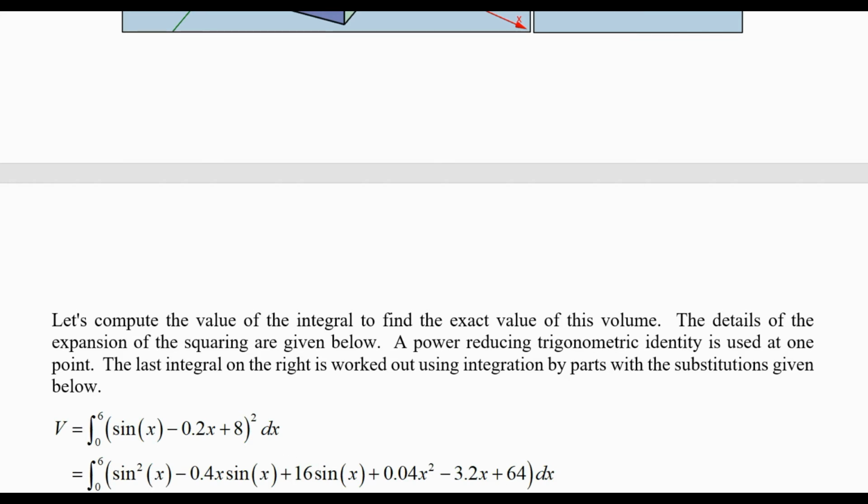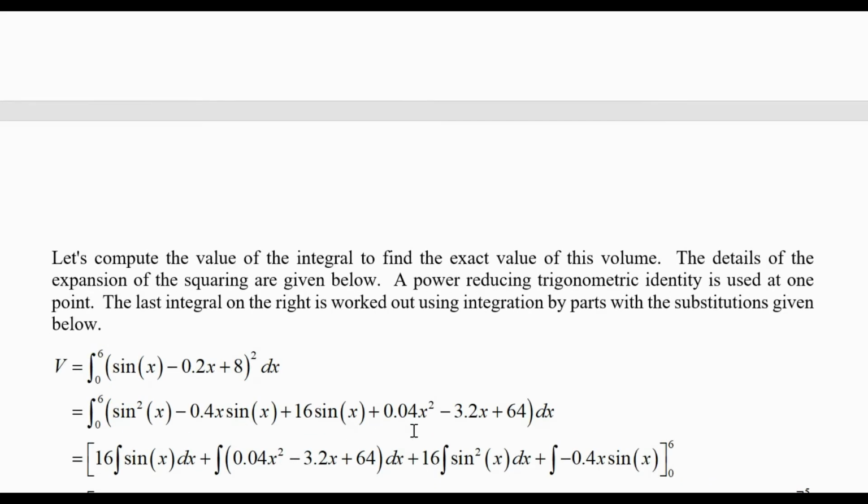Now, of course, we have this integral. The antiderivative of the sum is the sum of the antiderivatives, so I'm going to break this into parts. The harder ones I'm going to put toward the end. So I'm going to take this negative 0.4x sine x and put that integral at the end. That's the part we're going to have to use integration by parts on. And the integral of sine squared of x, I'm going to put here.